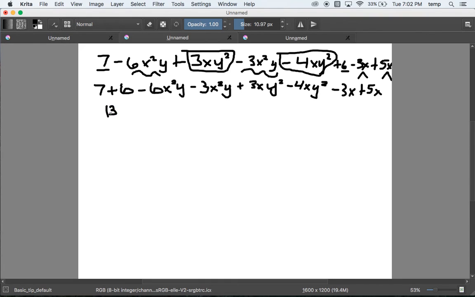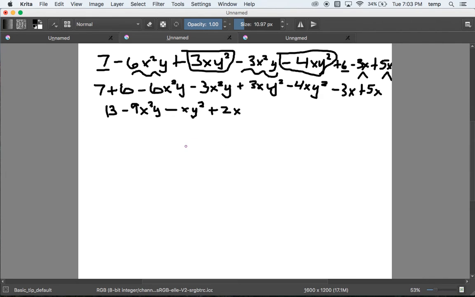So we have 7 plus 6 is 13. We have negative 6x squared y minus 3x squared y, so negative 6 minus 3 is negative 9x squared y. We have 3xy squared minus 4xy squared, so we have a positive 3 minus 4. It's going to leave us with a negative, and you could write a 1, or you don't really have to because it's implied if you don't write anything. So negative xy squared. Then we'll do negative 3x plus 5x, which is plus 2x.